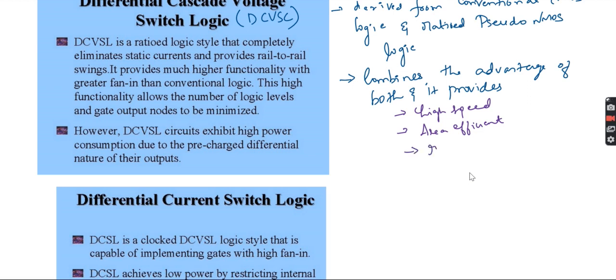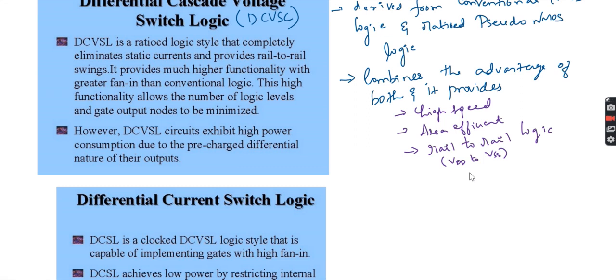Then rail to rail logic. Rail to rail means VDD to VSS. That is the meaning of rail: the power rails, VDD to VSS. Logic design, that will be all in total.